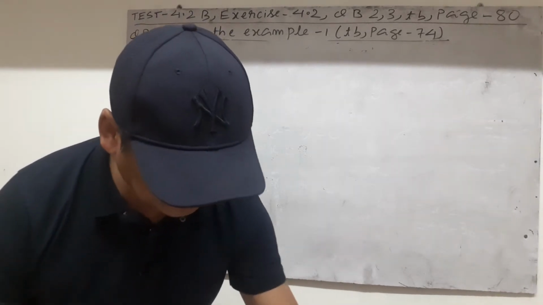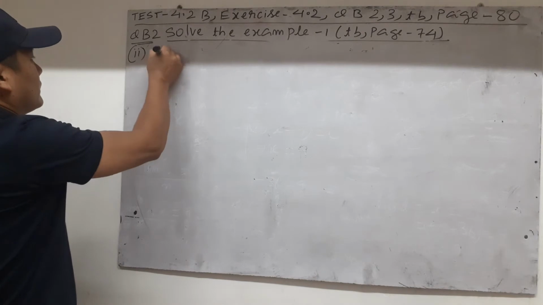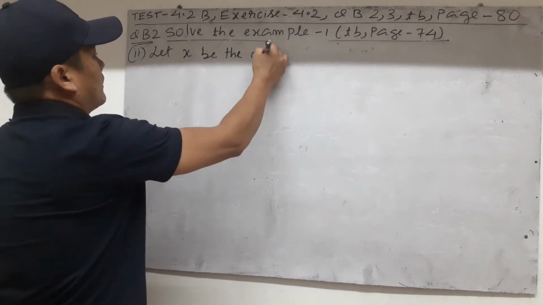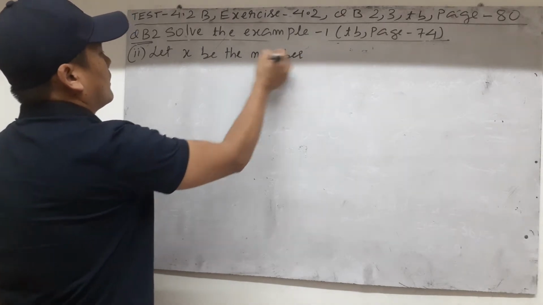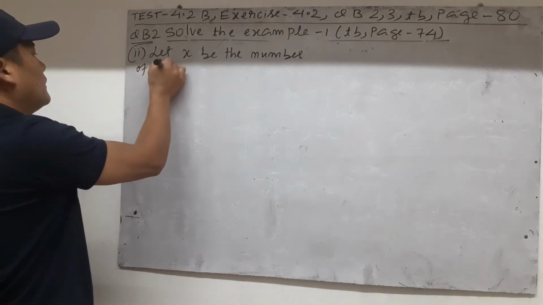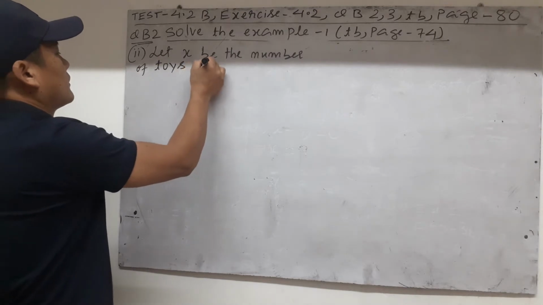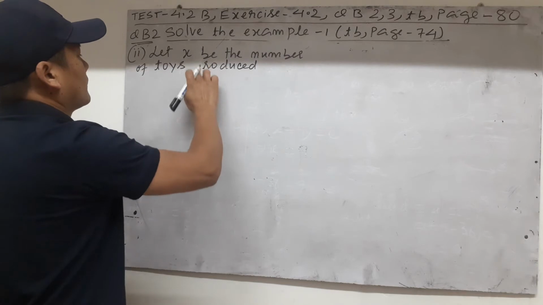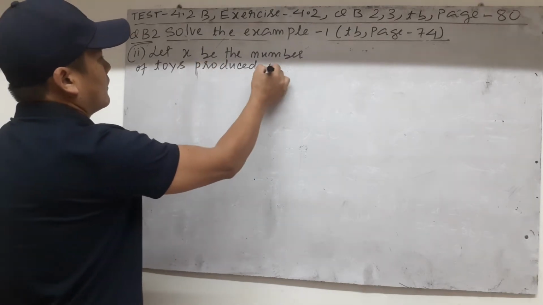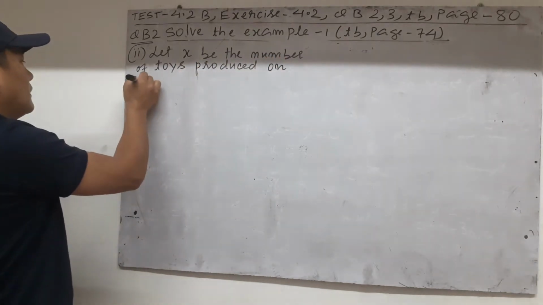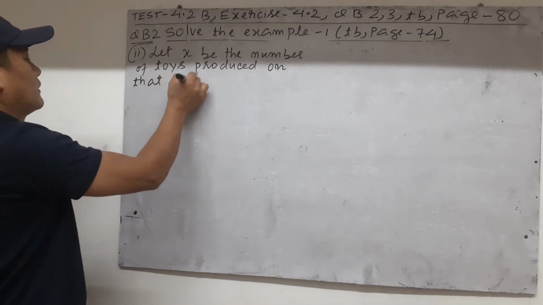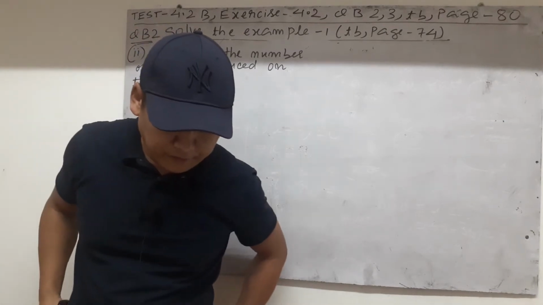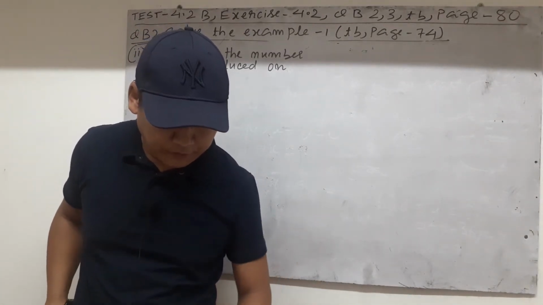Okay, so here, let X be the number of toys produced on that particular day. That's what we have to find. We would like to find out the number of toys produced on that day. Now let's go back to the first sentence.